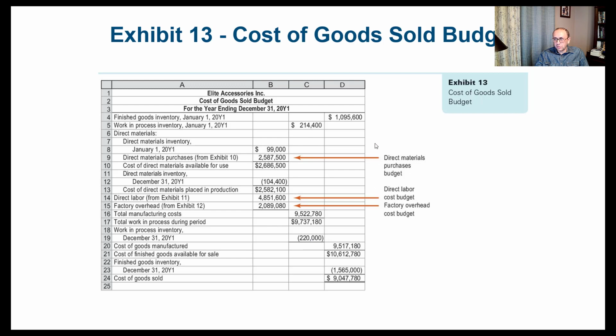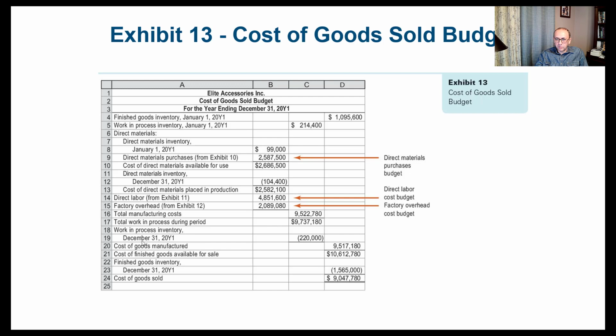Cost of goods manufactured is going to be added to the finished goods inventory at the beginning of the year. And that would give us the cost of finished goods available for sale. So these two numbers added together would be the 10,612,780. Then we subtract the ending inventory, the finished goods ending inventory, which is 1.565, and that would give us the cost of goods sold. Remember, the finished goods inventory, that's a desired value. We are the ones who decide on that.